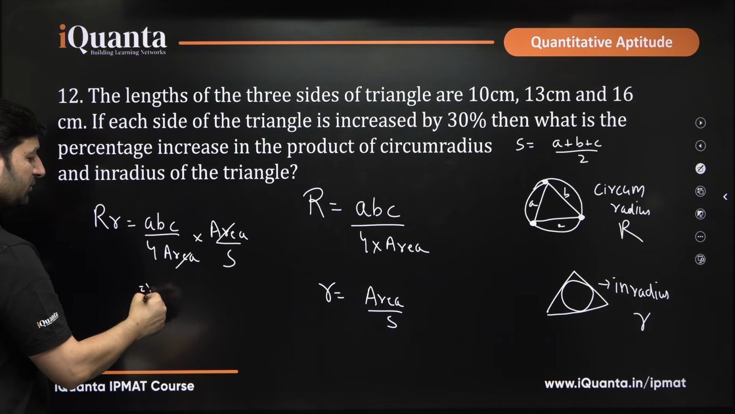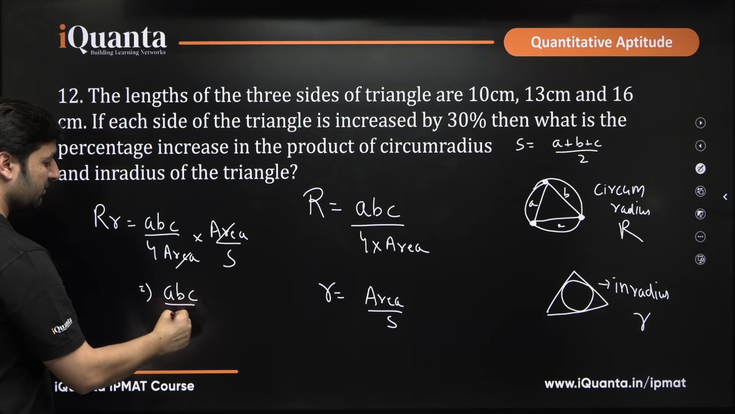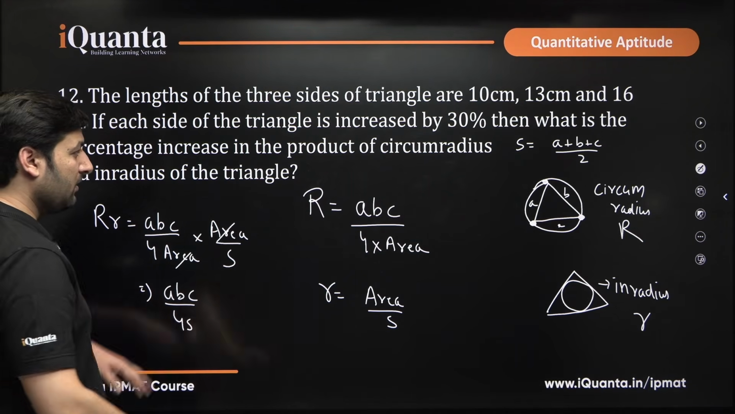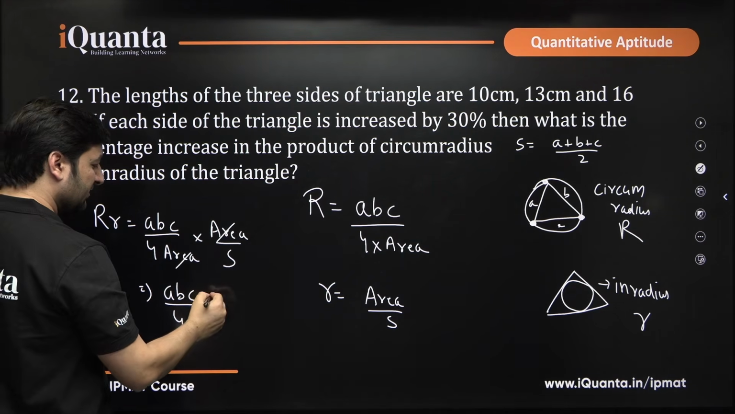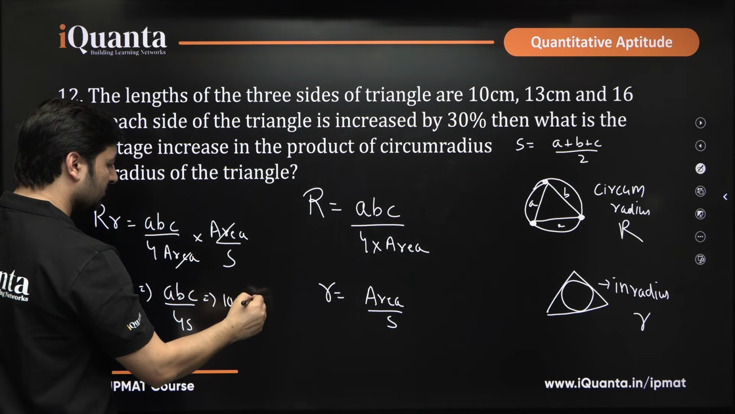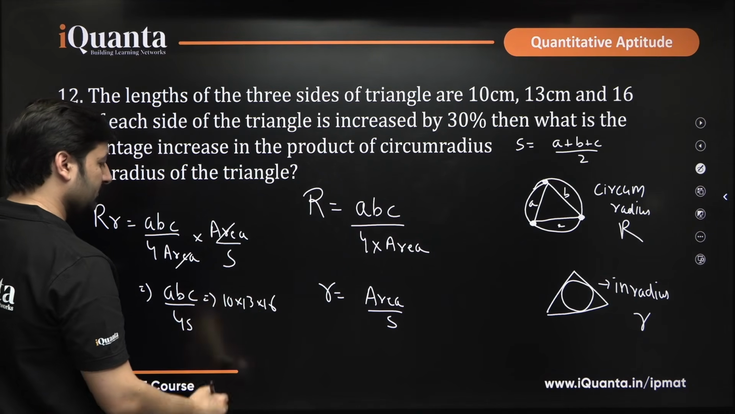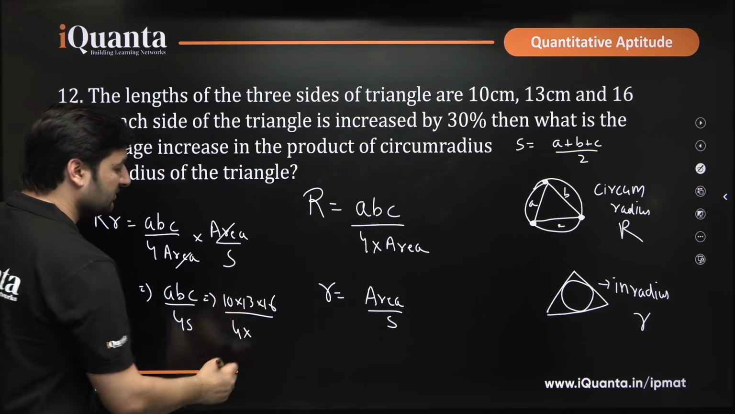Area cancels, what do you get? ABC by 4 into S. ABC are given 10, 13, 16. Can you say that this is 10, 13, 16 upon 4 into S? What is S?